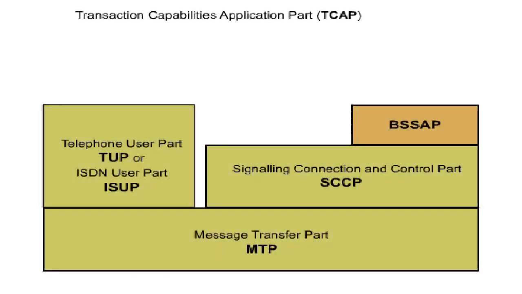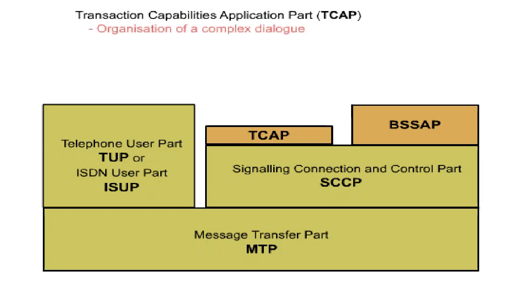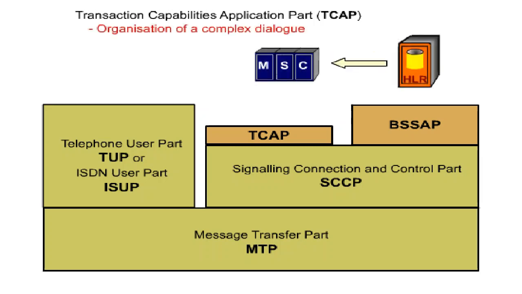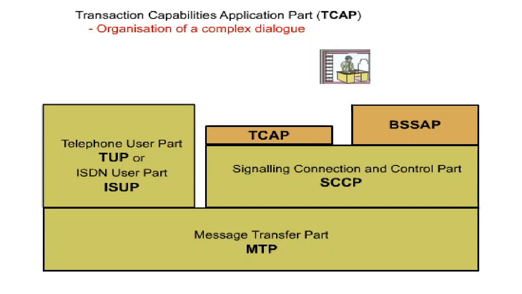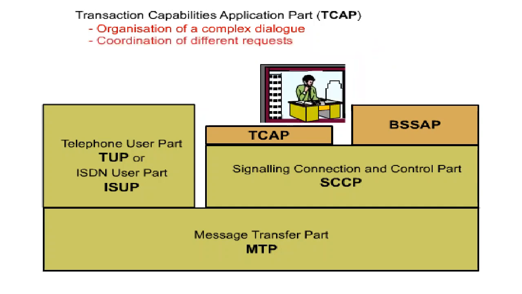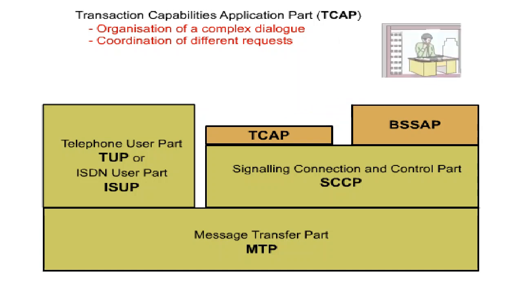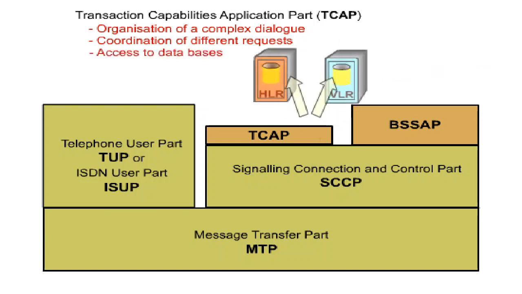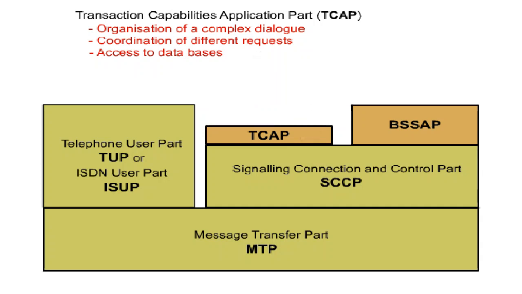The transaction capabilities application part, TCAP, is a protocol layer which resides directly on top of SCCP. TCAP is able, for example, to organize a complex dialogue between an MSC and an HLR, including a sequence of successive requests and replies. TCAP functions like a secretary's office, where many different requests are brought into the correct sequence and distributed. TCAP handles the access to databases like the HLR or the VLR. It must exist so that a higher protocol, the mobile application part, MAP, can be used.